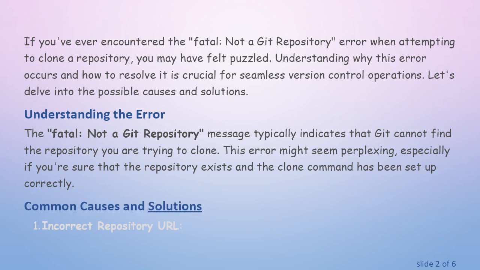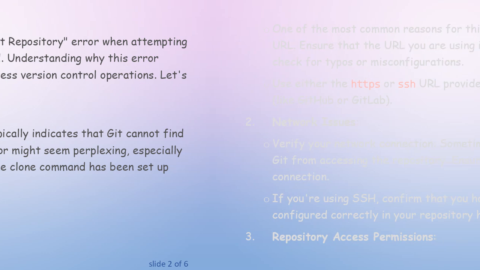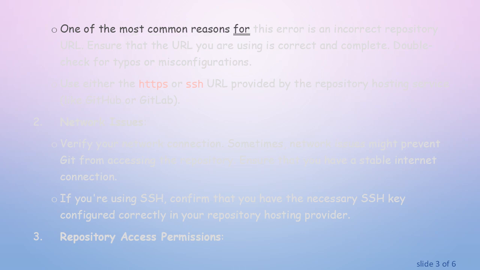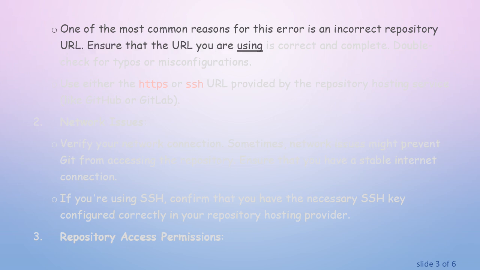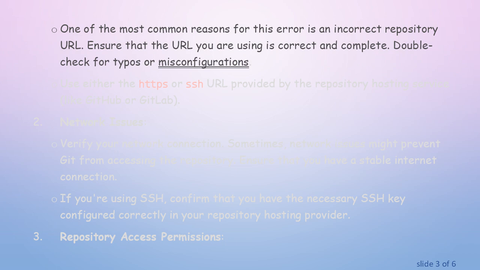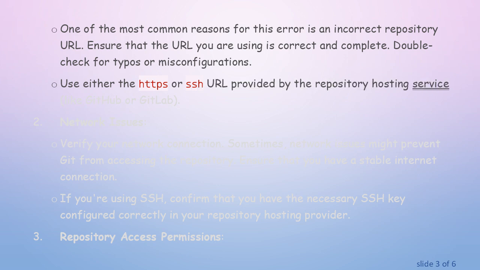Common causes and solutions. Incorrect repository URL. One of the most common reasons for this error is an incorrect repository URL. Ensure that the URL you are using is correct and complete. Double-check for typos or misconfigurations. Use either the HTTPS or SSH URL provided by the repository hosting service, like GitHub or GitLab.